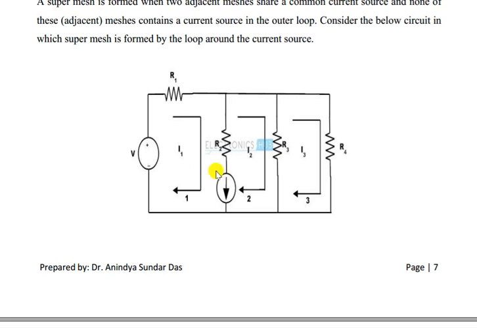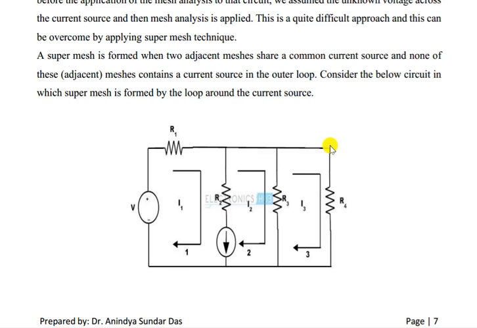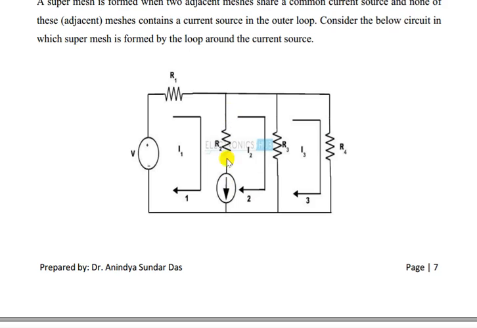So we cannot apply KVL if a current source is a common factor for two meshes. If it is for a single mesh, then the mesh current will be equal to the current source value. You have to take care of the direction. Whenever the current source is common for two meshes, we cannot write KVL, so we have to form a super mesh.